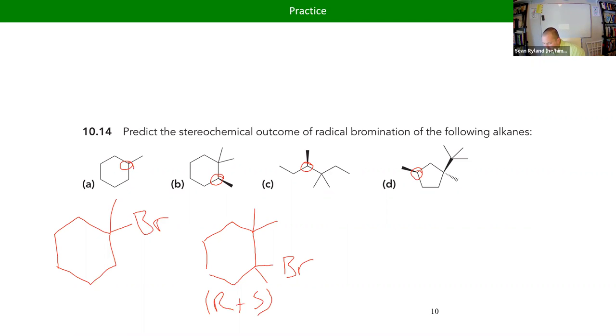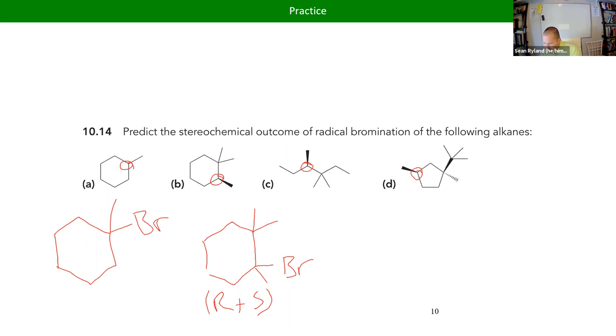If we wanted to be really specific, we could look at the chair configuration of this and see which configuration is going to have the most interactions with those. But with both of those methyls being on the same carbon, it's probably not going to really matter, because the sterics are going to be the same from top and bottom, because the two methyl groups are the same on top and bottom. So we'll get almost exactly 50-50 probably with this reaction.